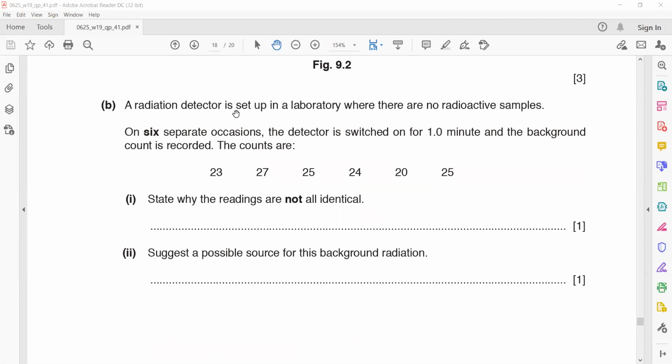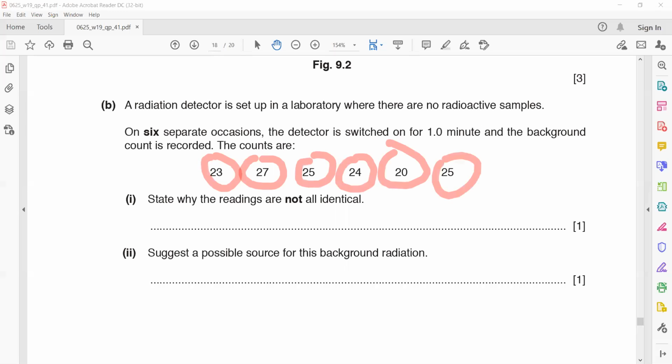A radiation detector is set up in a lab where there is no radioactive sample. On 6 separate occasions, the detector is switched on for 1 minute and the background counts are 23, 27, 25, 24, 20. Suggest why the readings are not identical. Why are we sometimes getting a small count, and sometimes a higher count?